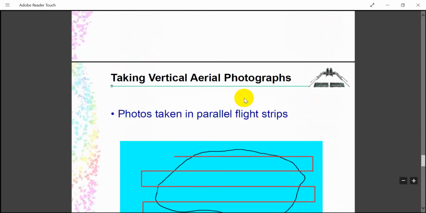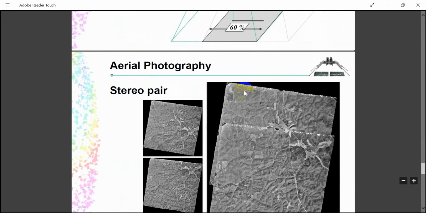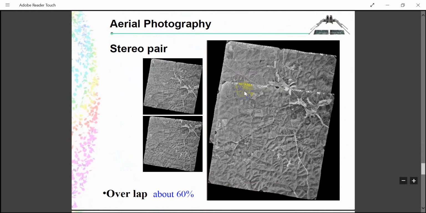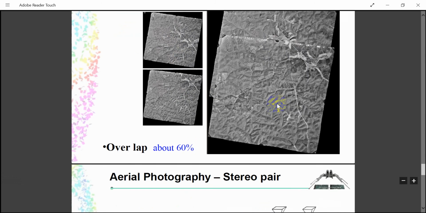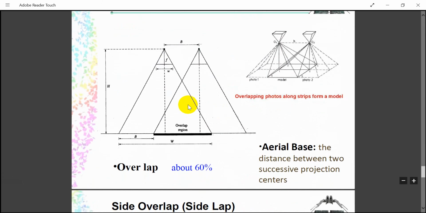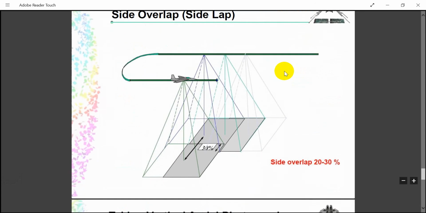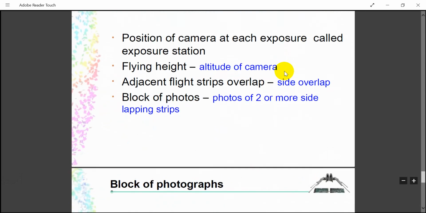Projection systems. So, stereo pair. See the pairing: this is one photograph, this location is here, and in another photograph the location is something else. So 60% overlapping, na? Overlap is exactly 60%. See how the overlapping works in a stereo pair. Side overlap is also 20 to 30%.